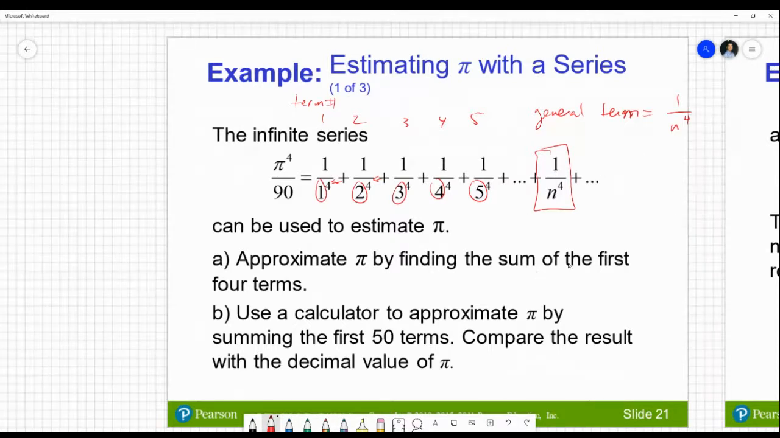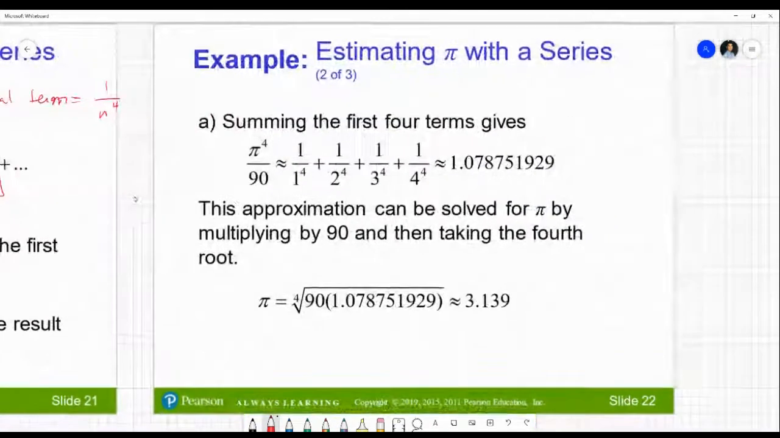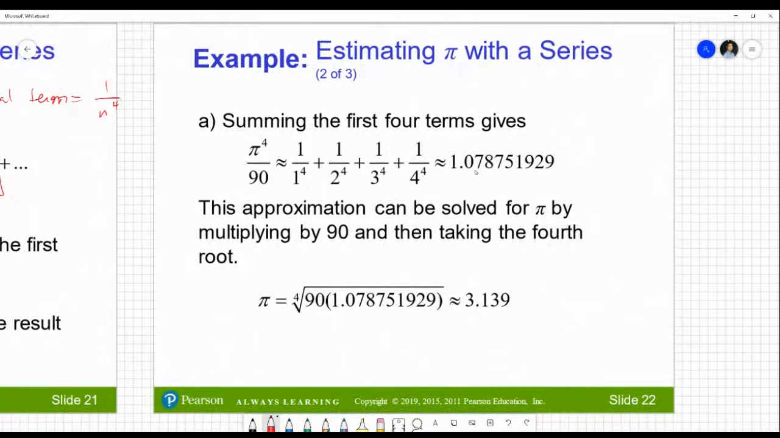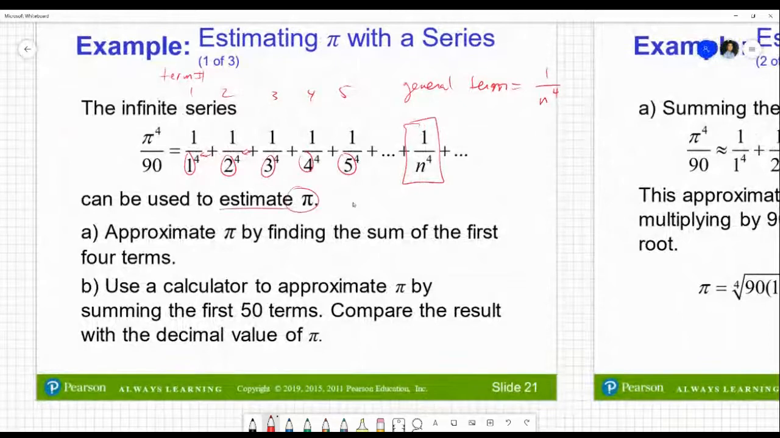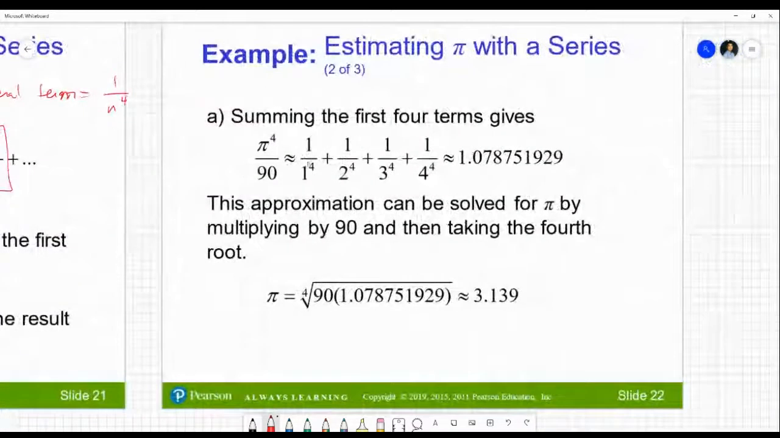All right, so let's find the sum of the first 4 terms by just plugging in here. All right, so we have 1.078. Okay, so we're trying to estimate pi. We know pi is about 3.14, right? Now, if I do this right here, I have 1.0787.